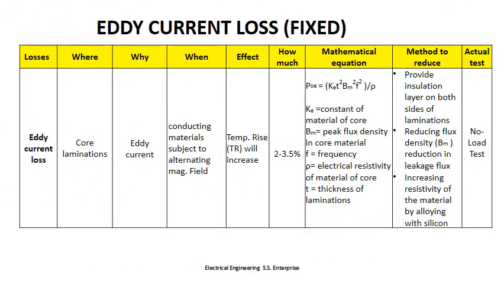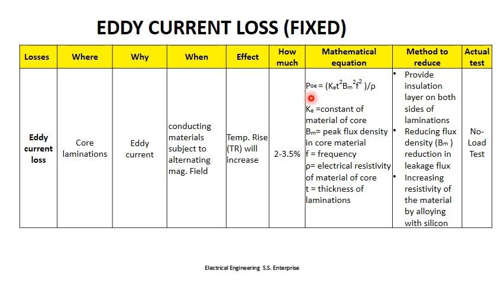Eddy current loss occurs in conducting material in an alternating magnetic field. Eddy current loss in core laminations happens because of eddy current when conducting material is subject to an alternating magnetic field. The effect is a temperature rise. Losses are around 2 to 3.5% of total losses.